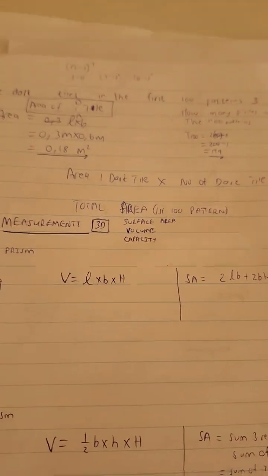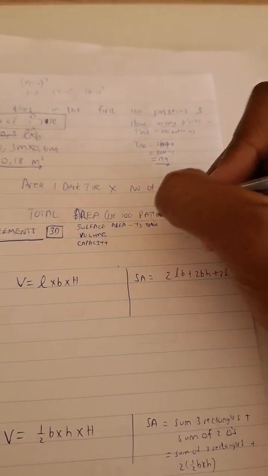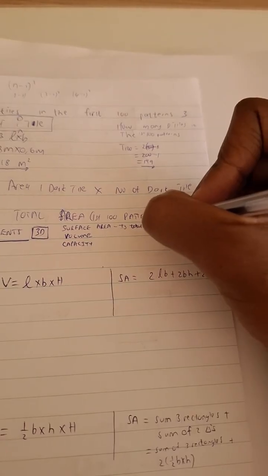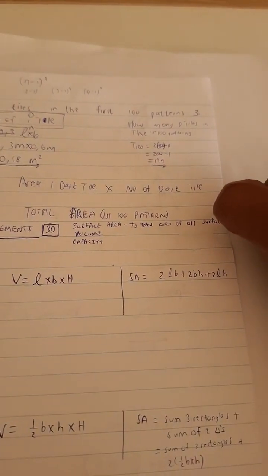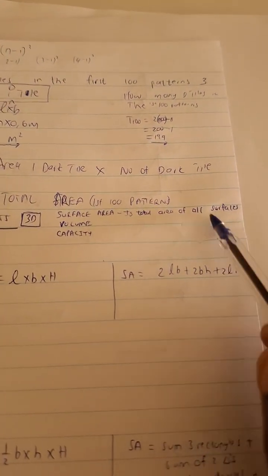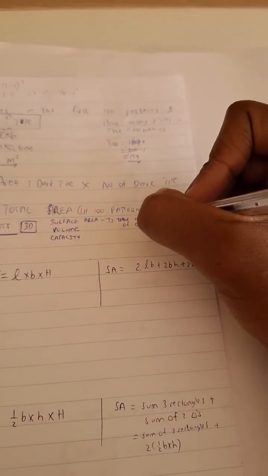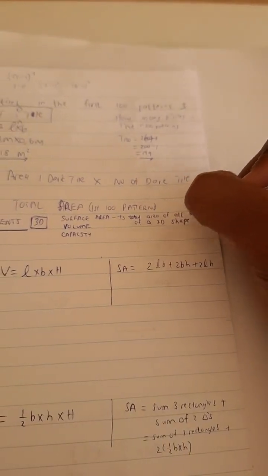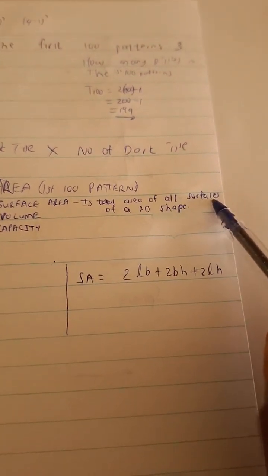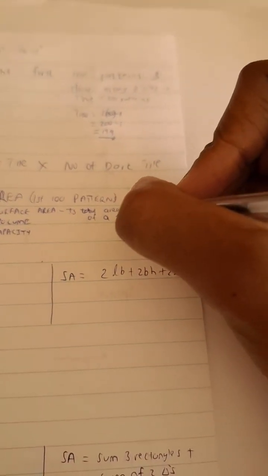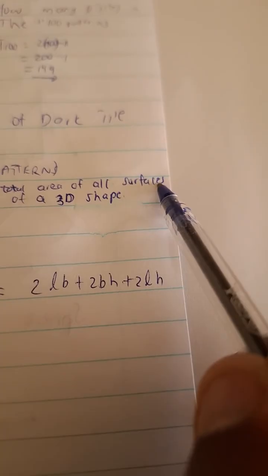What is surface area? Surface area is the total area of all surfaces of a 3D shape. What is surface area? It's the total area of all the what? The surfaces of a what? Of a 3D shape. So this word surface has the word face in it.